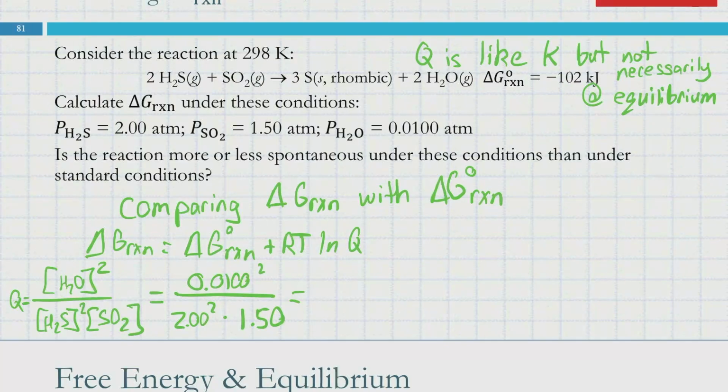And it's a Q, so we can just ignore our units. So 0.01 squared divided by 2 squared, which is 4, times 1.5. Our value of Q looks to be something like that: 1.6 repeating times 10 to the minus 5. And that's the value that goes into the Q in our equation here.